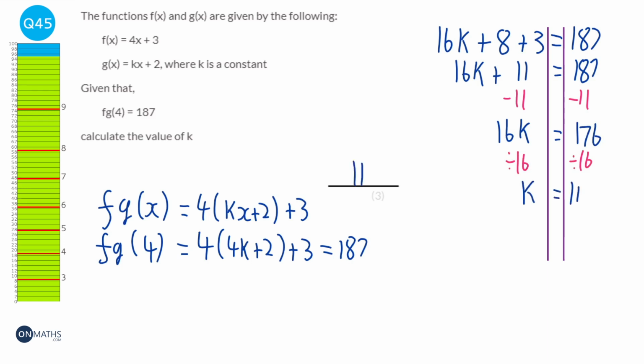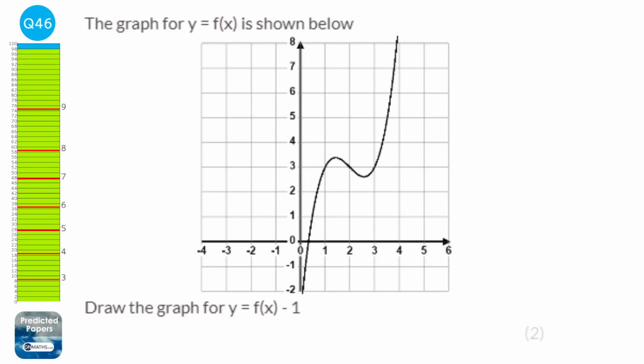So answer is 11. We've got to subtract 1 outside the function, so all that means is we move the graph down 1. So instead of here, it's going to be down 1. Instead of here, it's going to be down 1. This bottom bit here will be somewhere down there, and just everything will be down 1. So it's not that easy to sketch, but we'll try our best to sketch it out. And we want to draw exactly the same graph, just down 1.